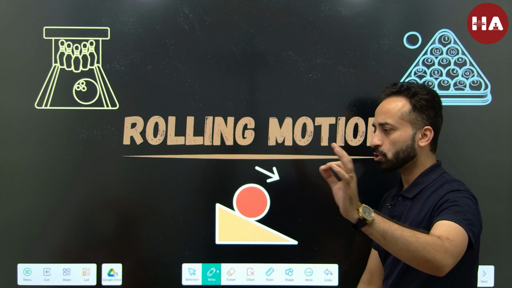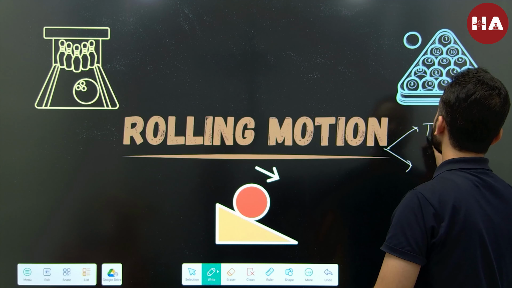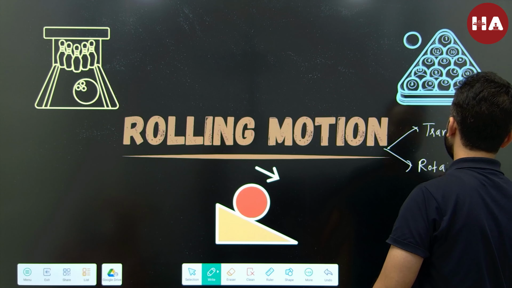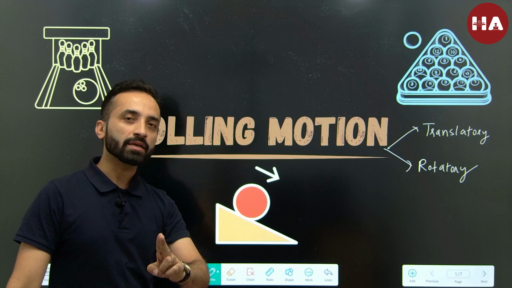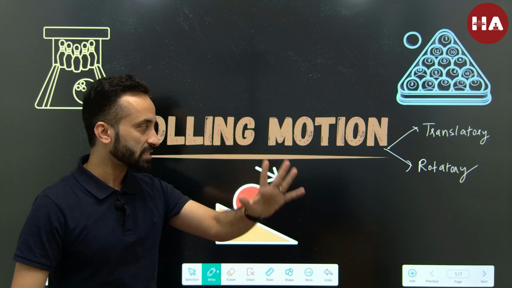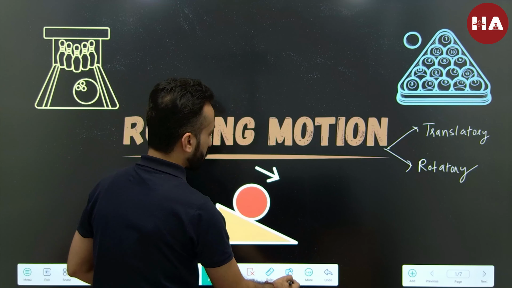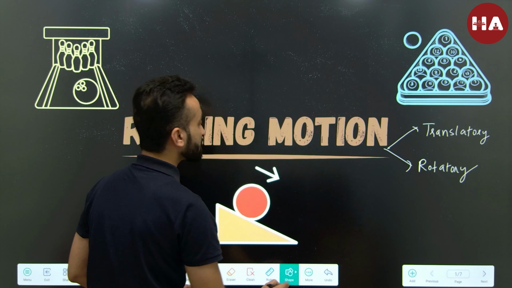The first thing that should come to your mind when you talk about rolling is a combination of two types of motion. What are these two types of motion? So first is translatory motion and second is rotatory motion. So just to begin with, keep in mind that when you talk about rolling, there are two motions coexisting. What are these two motions? The first is basically translatory motion, but translatory motion of the center of mass.